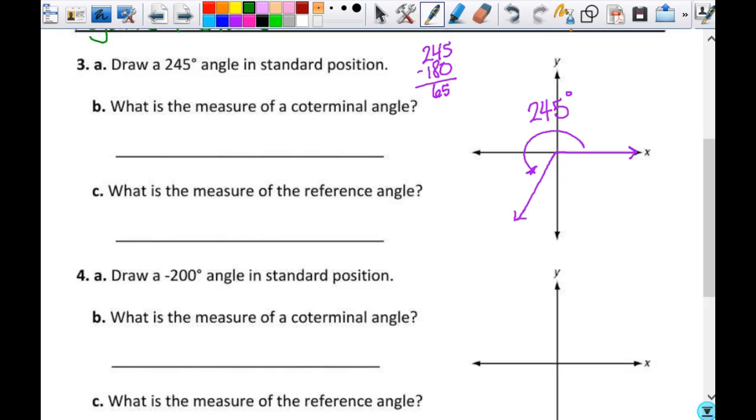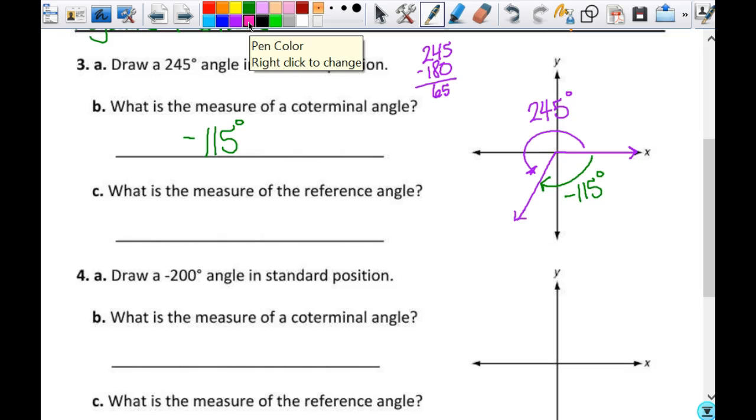With the same terminal side. So I got to get to the same place, but I got to get there a different way, right? So instead of going this way, could I go this way? Yes? Okay. So if I did that, what would the measure of that angle be, Katie? Negative 115. Good. Okay. Everybody okay with that?